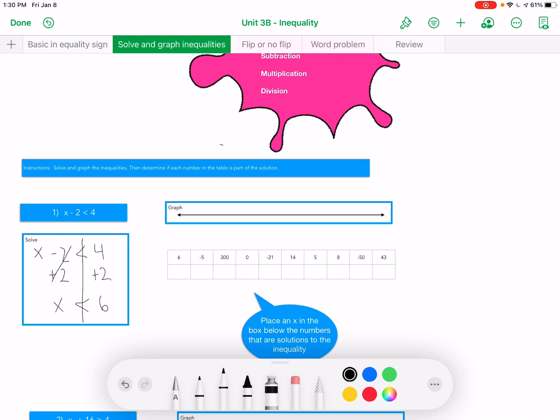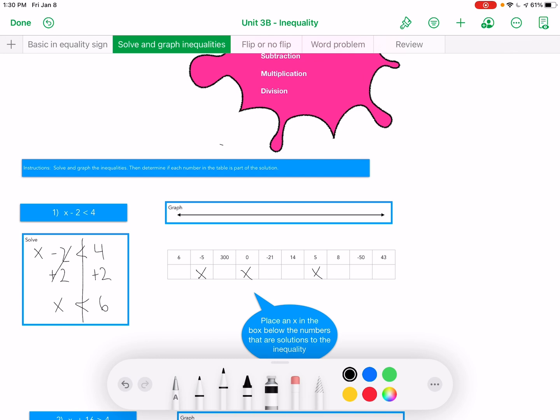Make sure you look at the inequality sign up above and make sure that you have the proper inequality sign there. So if x is less than 6, could it be 6? No, because they're saying it's less than 6. It could be negative 5. It could be 0, it could be 5, but that's it, okay?